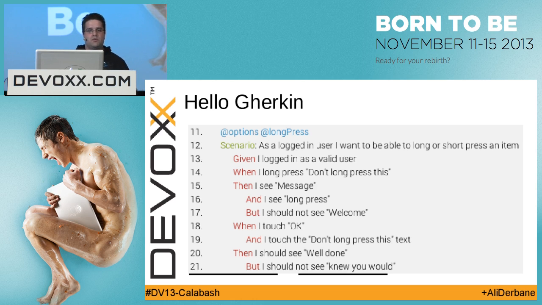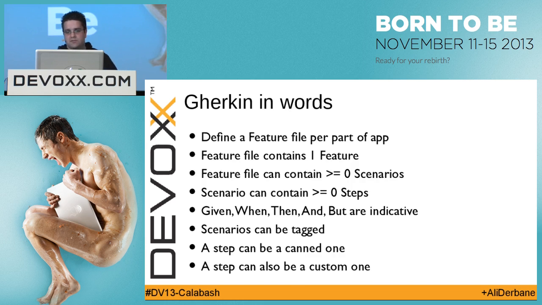There is default behavior. For example, a long press or a touch on a button with a specific text. There are steps that are predefined that come with Calabash, so they are canned steps, as they call it. Line 13, and that's it from this slide. Line 13 is a custom step that I've defined. So I've defined a custom step that will go through specific steps to actually log in as a valid user.